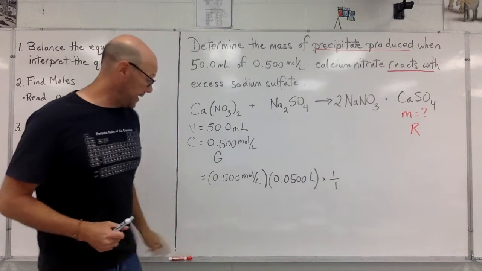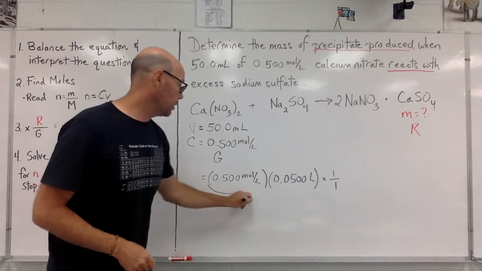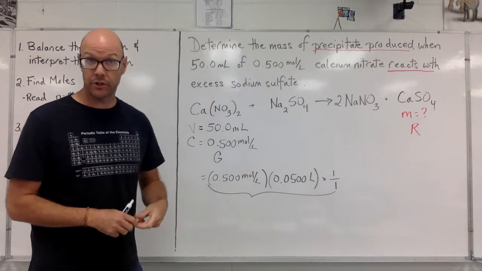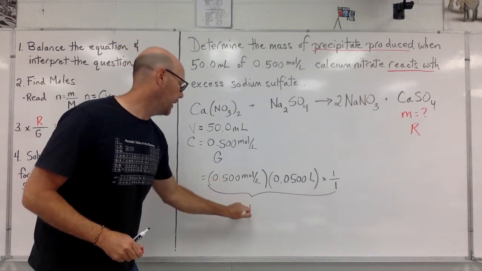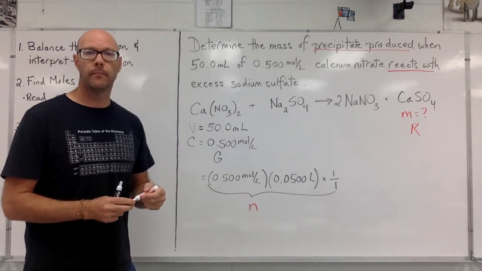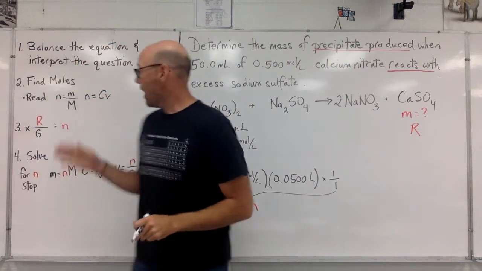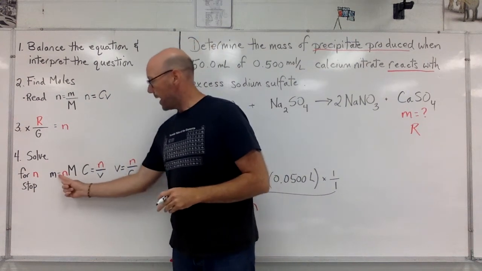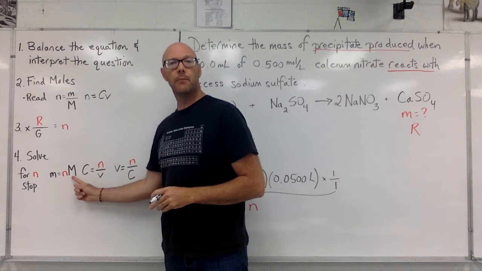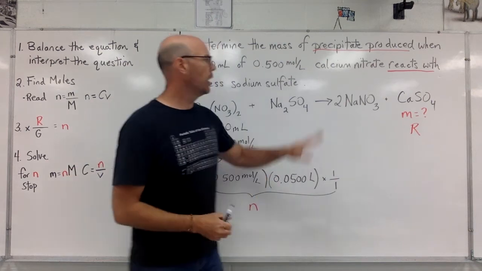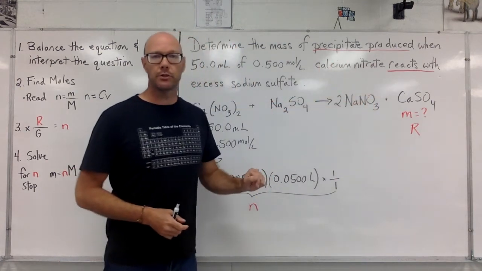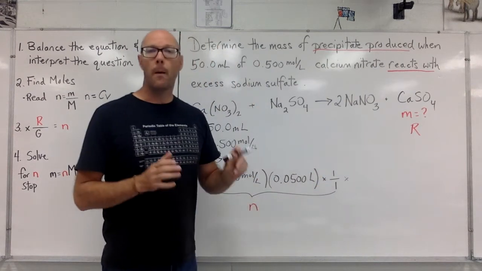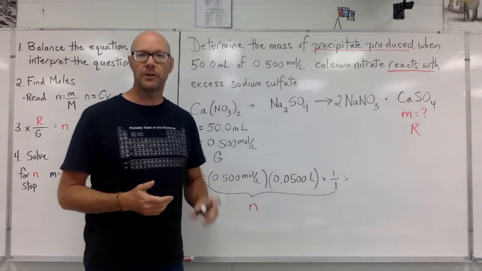If we were to stop right now, this early work and the R over G together, we've said it so many times, that's red N. After the R over G, we have the red N. We're looking for the mass. Mass is the red N multiplied by the molar mass. We're looking for the mass of calcium sulfate. So now here we're going to multiply by the molar mass of calcium sulfate.